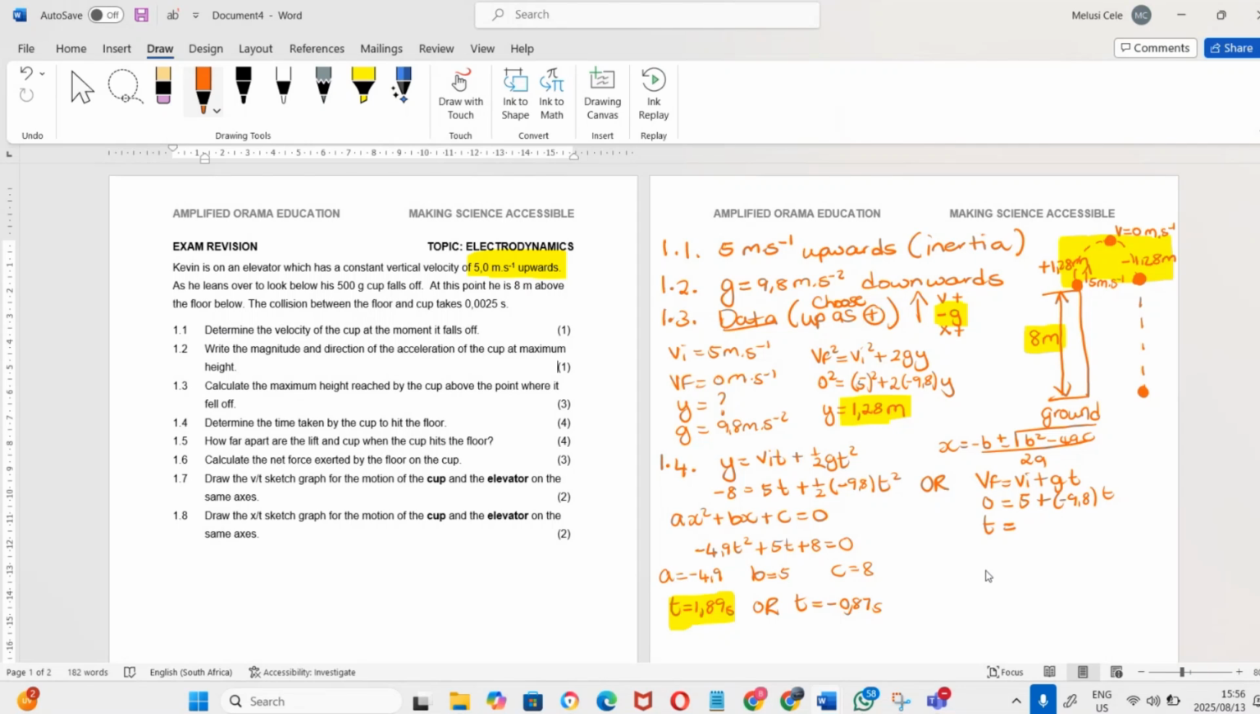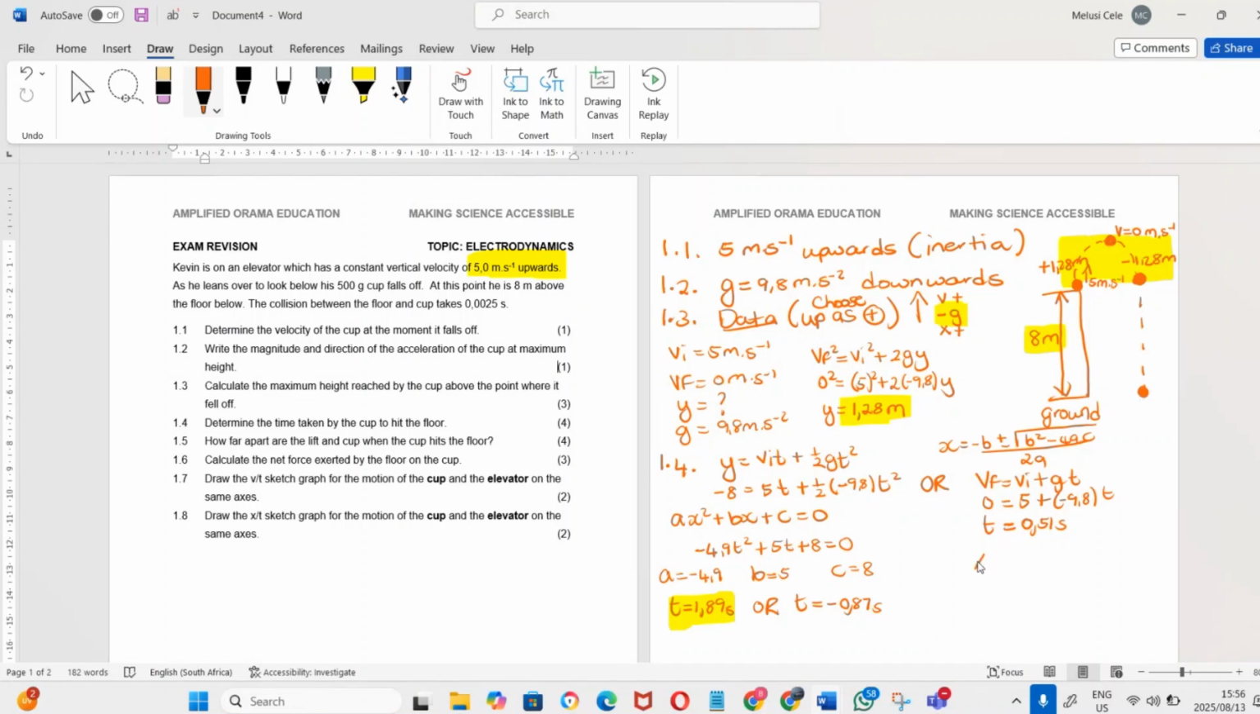So that would be negative 5 over negative 9.8. That gives me 0.51. So that is 0.51 seconds. But that's only the time it takes for the cup to get to the highest point. Okay. Now I'm going to calculate the time from the highest point to where it hits the ground.